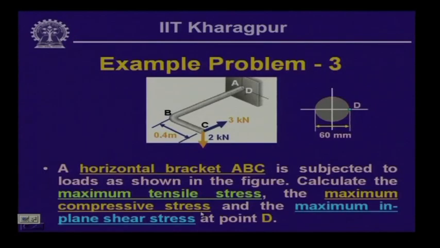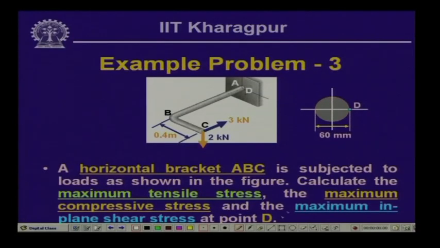Well, let us look into another interesting problem where this is a horizontal bracket A, B and C, in the horizontal plane. Now, this is subjected to a load at the tip. One is a vertical load of magnitude 2 kilonewton, and the other is a load of 3 kilonewton acting parallel to the arm AB. What we need to do is compute the stresses at a point D, which is at the support, at A.